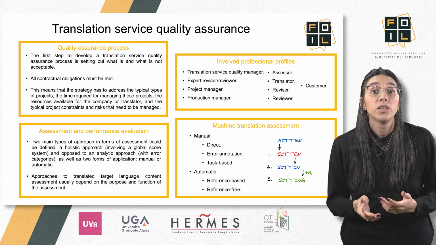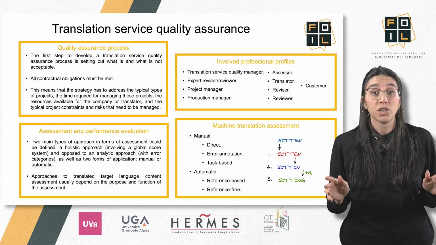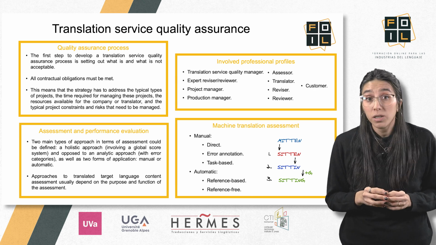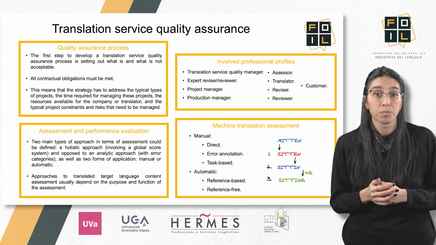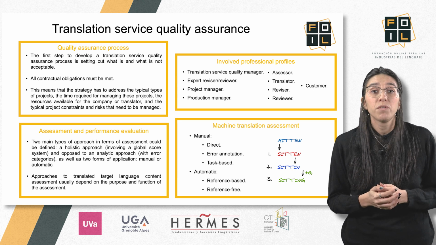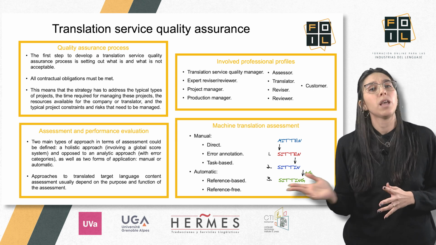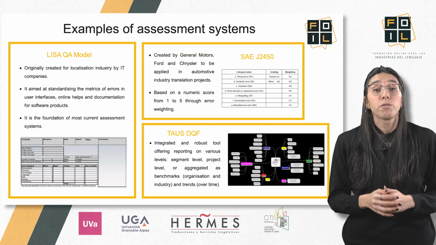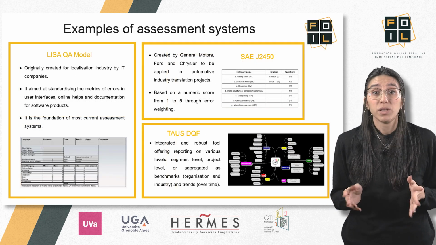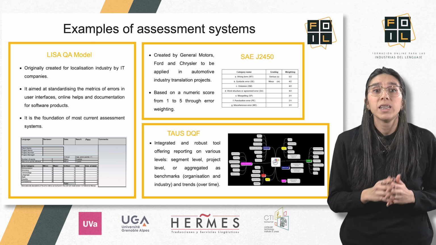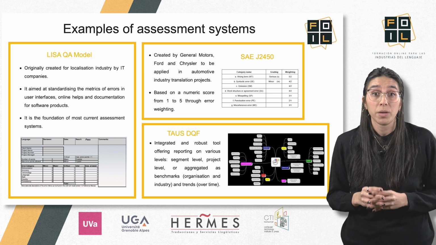Machine translation is also under the umbrella of translation assessment, but with different connotations, although it actually takes part in the appropriate project management process. For this assessment, we can find two main possibilities, manual or automatic, which we will see in depth during the unit. There is great variability in the assessment systems for translation projects, although in most cases they tend to be variations on the same topic.